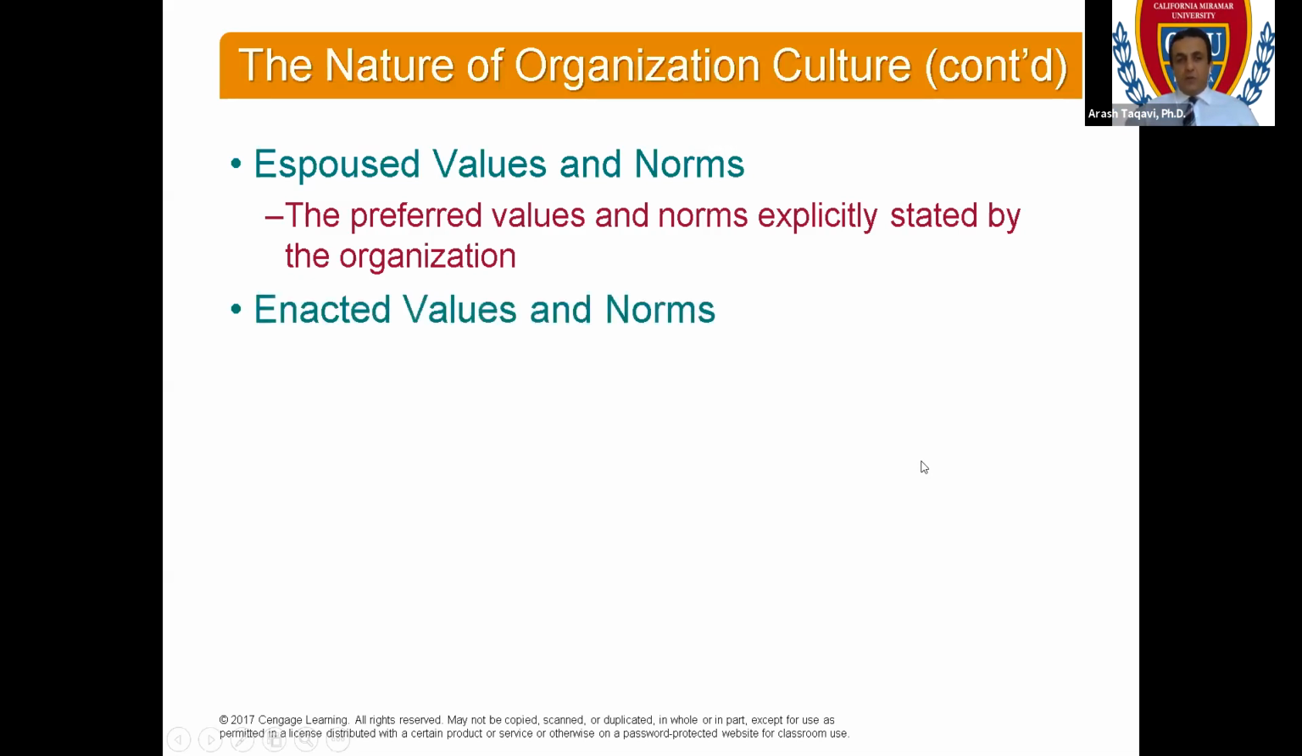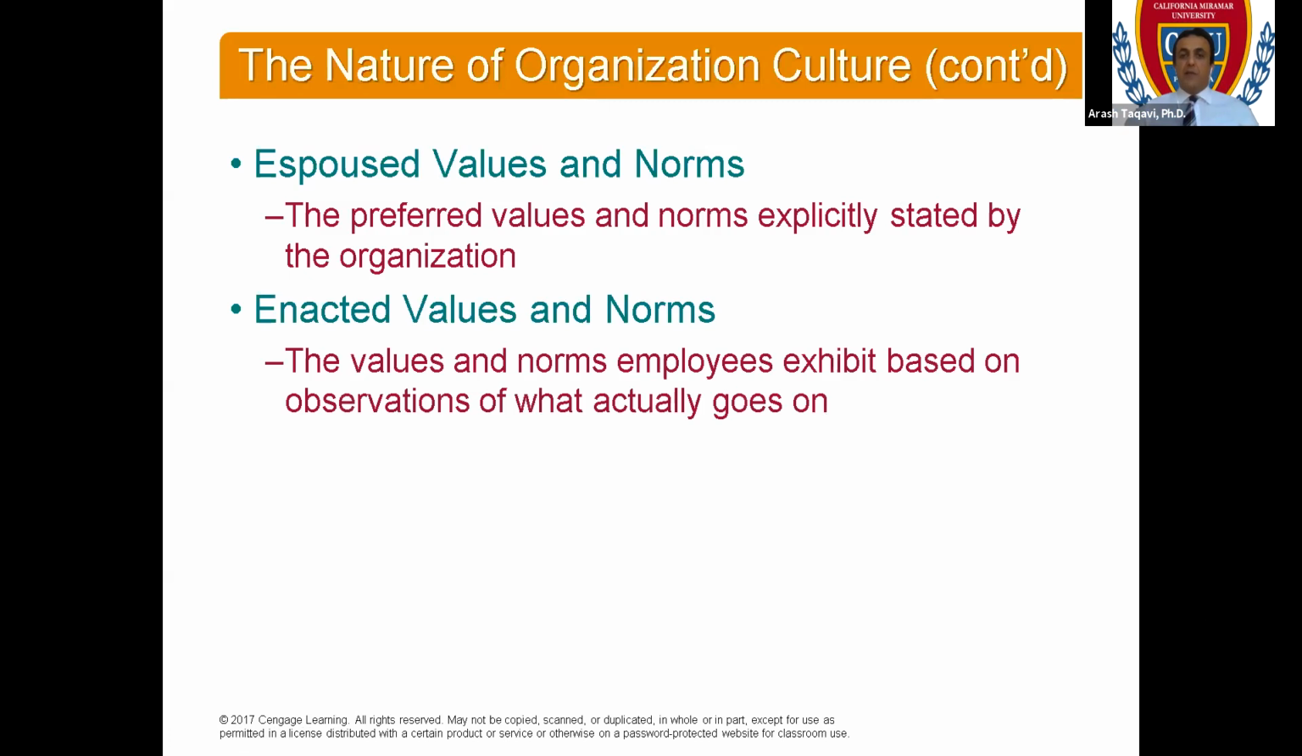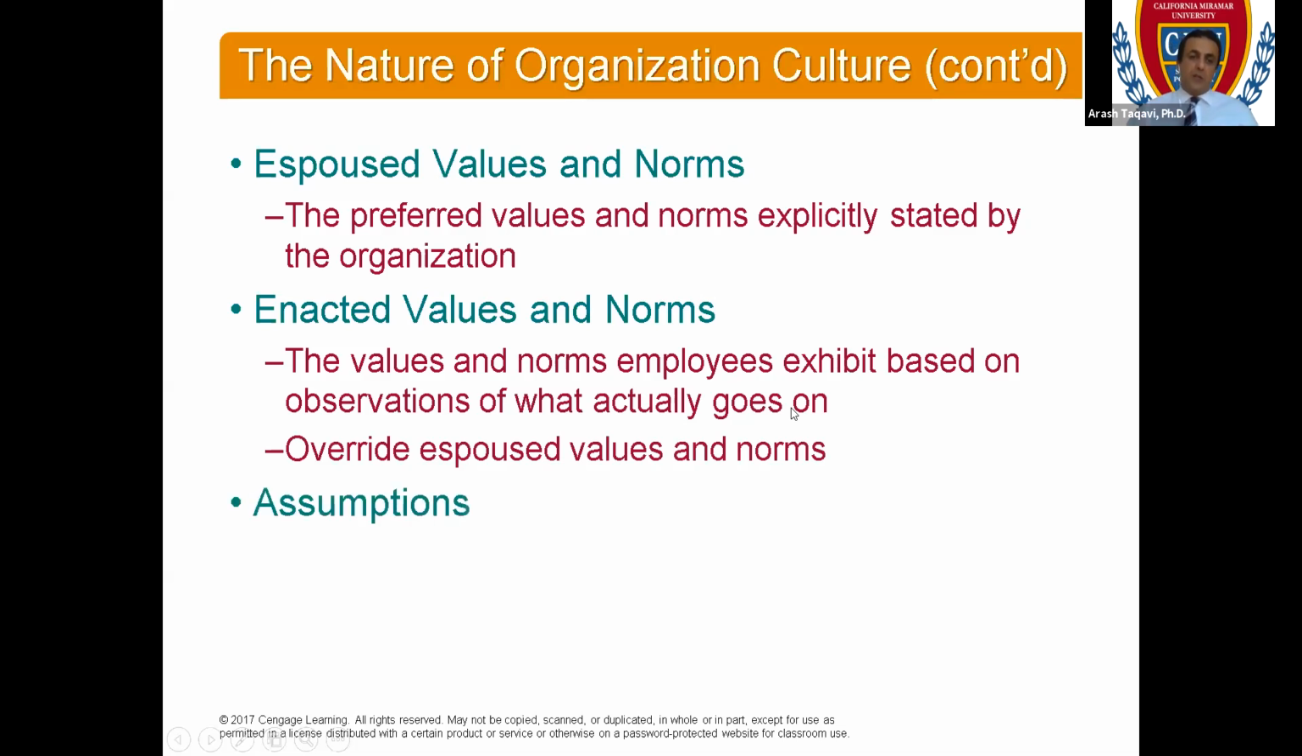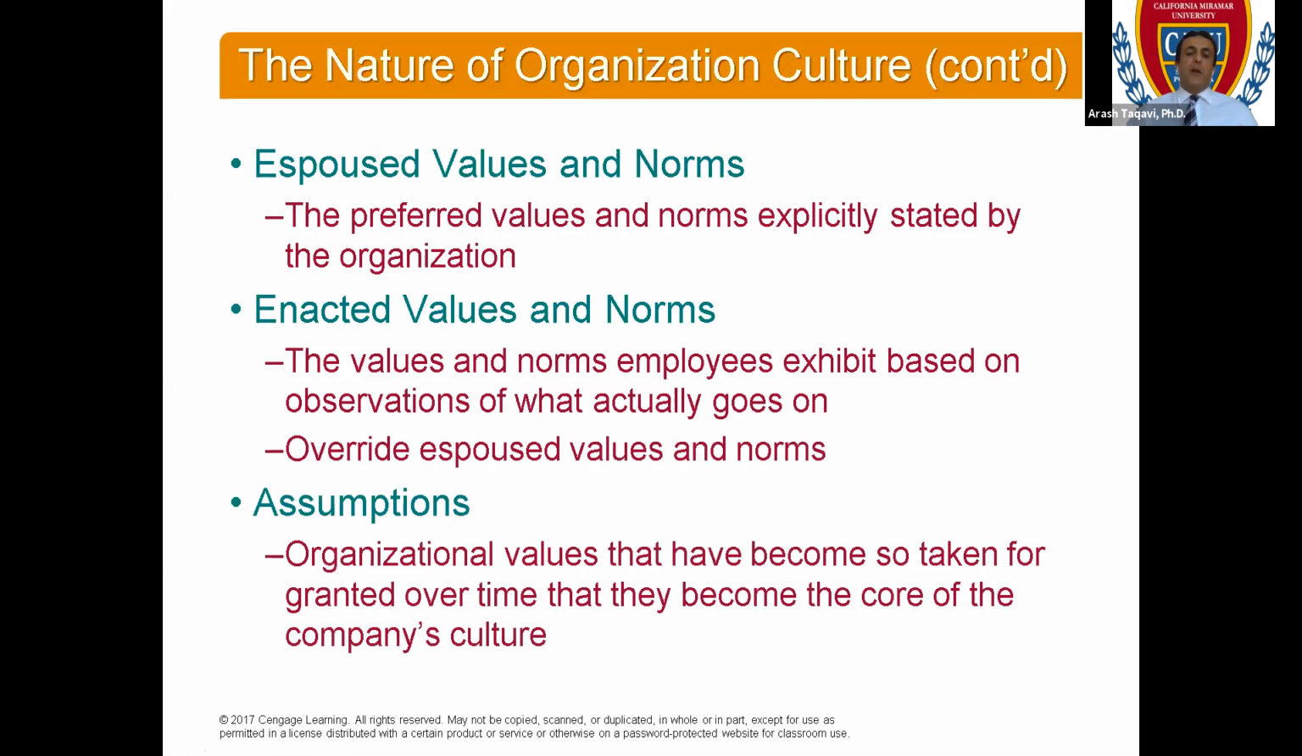Enacted values and norms are the values and norms employees express based on observations of what actually goes on. They override the espoused values and norms. And assumptions. What are assumptions? Organizational values that have become so taken for granted over time that they have become the core of the company's culture.